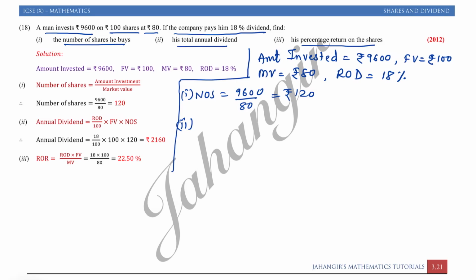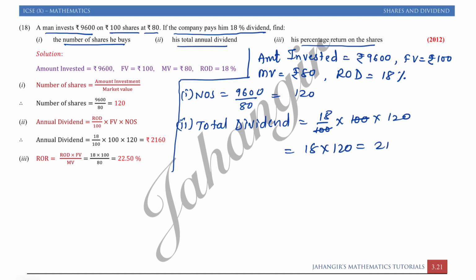Second case, total dividend. So simple, we will put the total dividend formula. Total dividend is equal to ROD upon 100 into face value, which is again 100, into number of shares, which is 120. Zeros cancel, 18 into 120, that is equal to 2160 rupees.